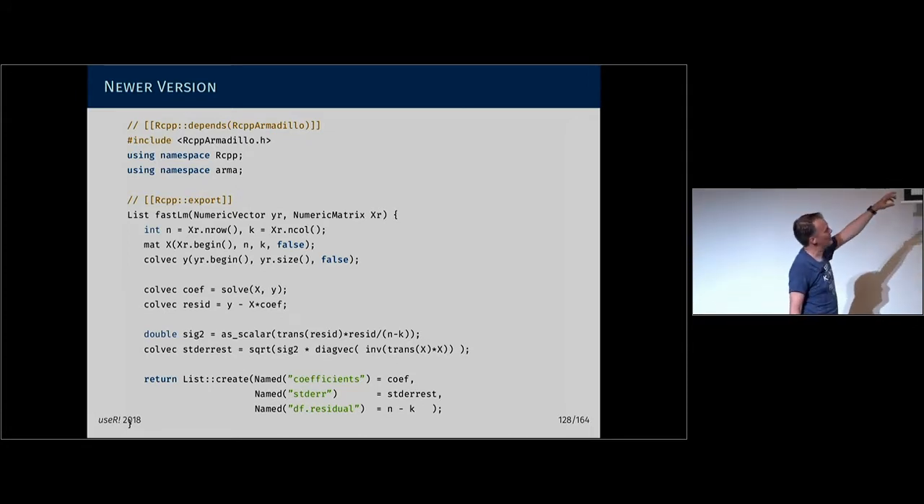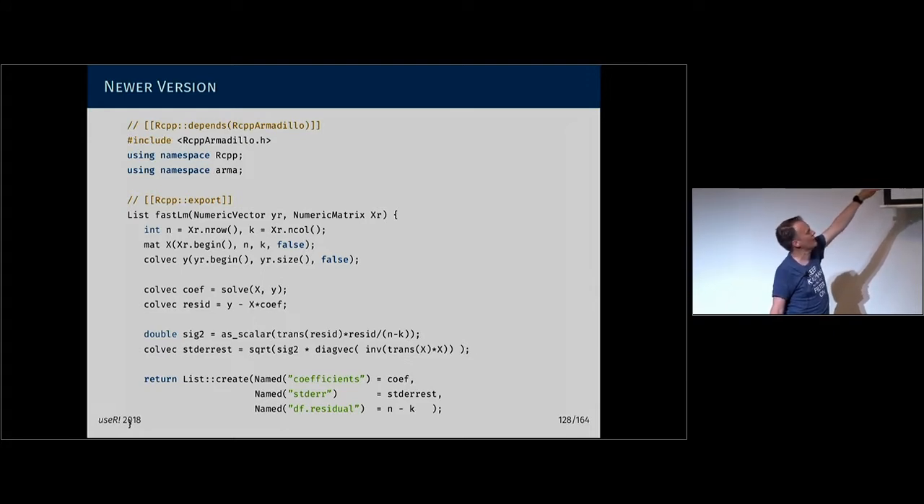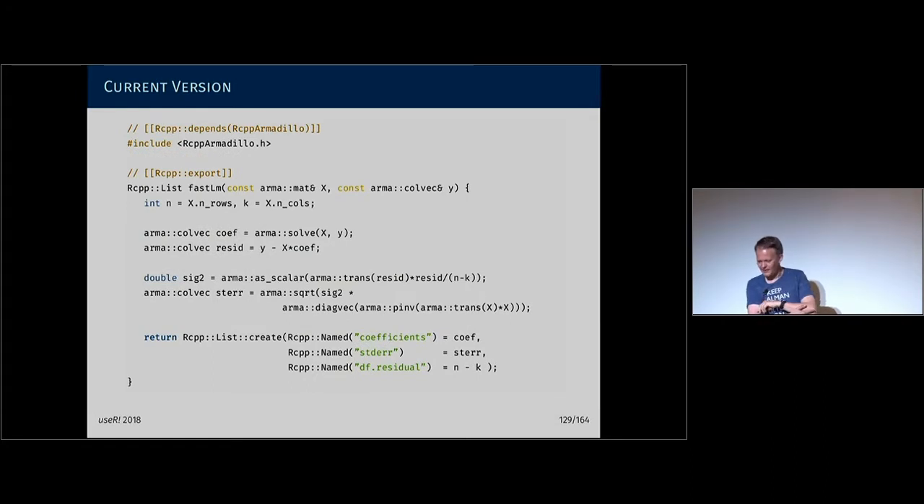The main worker code in the middle to do a linear model is now a bit more than half of the code rather than just a fraction, but we got one better still, and I think that's the current version, where we follow the C++ interface calling convention, const and reference. They're already coming in as an Armadillo matrix and an Armadillo vector, and all the function then does is compact, readable, doing its work.